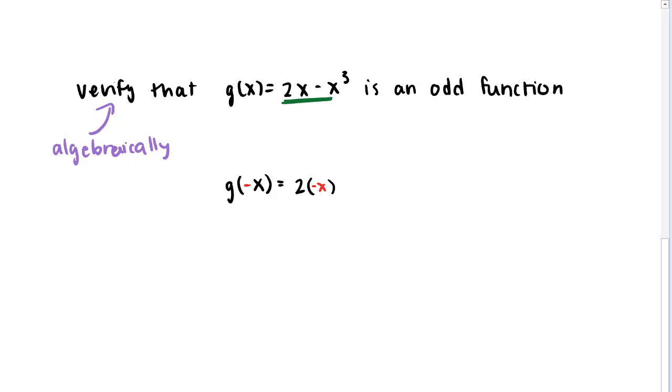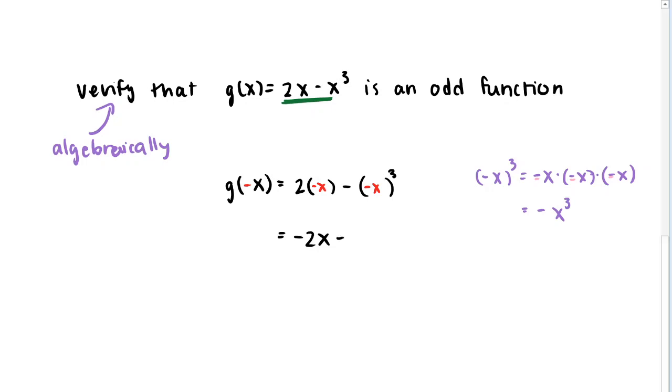Well, we get 2 times negative x minus negative x to the third power. And so 2 times negative x, well, that's negative 2x. And then here, negative x to the third power. Let me write it like this. This is negative x times negative x times negative x. So if I count all these negatives up, I get a negative, I get a positive, and then a negative out at the end of the day. And then there's 3 sets of x's being multiplied. This is negative x cubed.